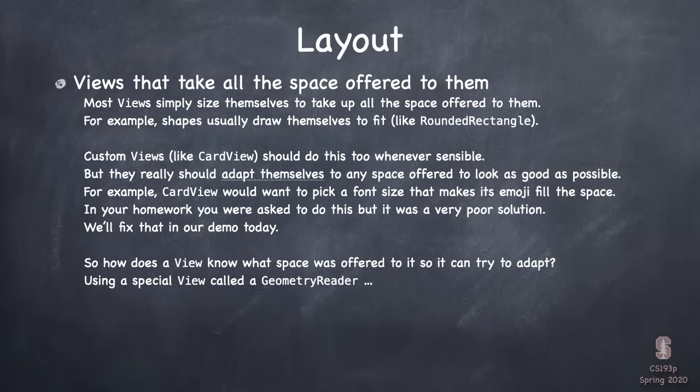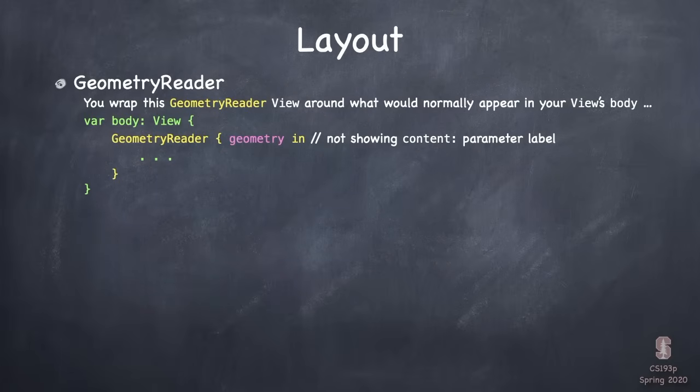So how does a view know what space was offered to it and make that font choosing decision, for example? Well, we do that with a special view. It's just a view, but it is kind of special, called GeometryReader. What you do with a GeometryReader is wrap it around whatever you want to adapt to the size. This would normally just take whatever's in your body and you just wrap GeometryReader around it like this. GeometryReader is just a view, and I'm not showing you the obvious thing here: GeometryReader, open parentheses, content, colon, all this, just like an HStack or whatever. This is just the content.